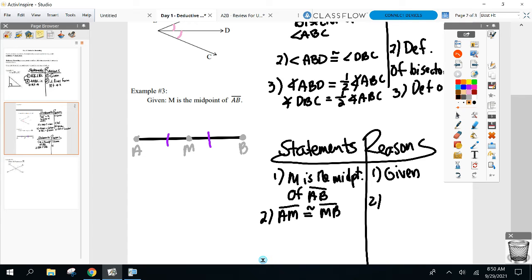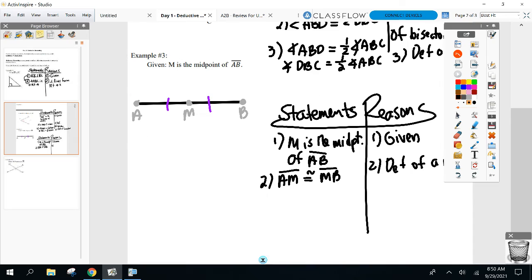What do you think about a reason? Why is that one true? Right, go ahead. Definition of a midpoint. Yeah. Instead of telling me a midpoint divides a segment into 2 equal parts, just say definition of a midpoint. Good. Don't get in the groove though that it's all going to be definition of. Certain things yes, certain things no. I'll require something else. Give me more.